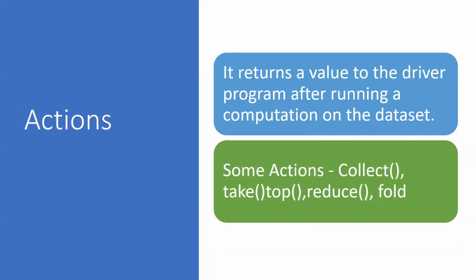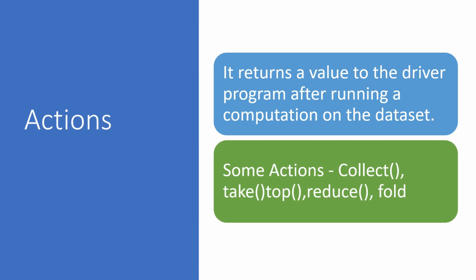Now actions. An action returns a value to the driver program after running a computation on the dataset. Once all the transformations are done, we call the action, and finally it returns the output. Some examples of actions are collect, take, top, reduce, and there are many more.